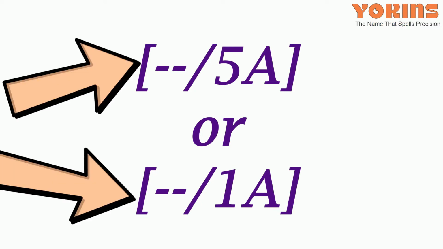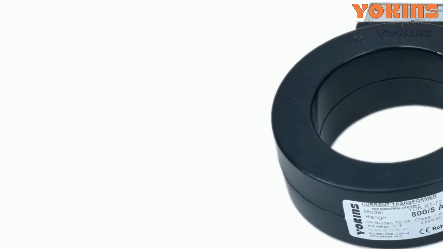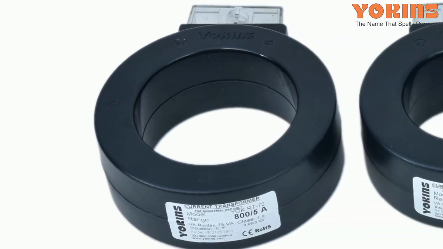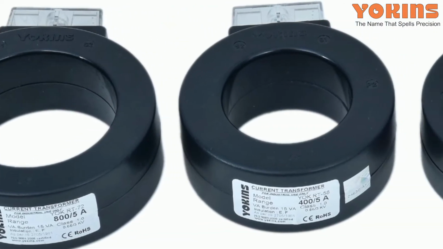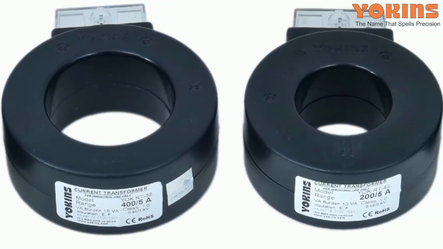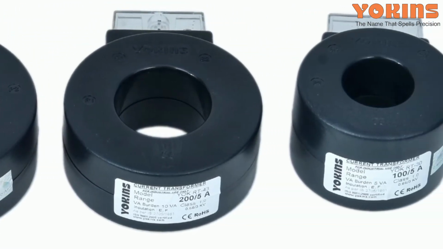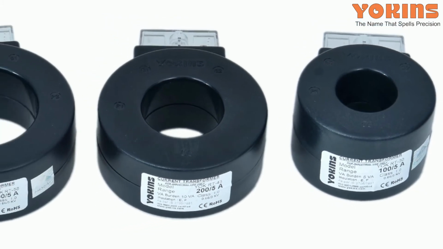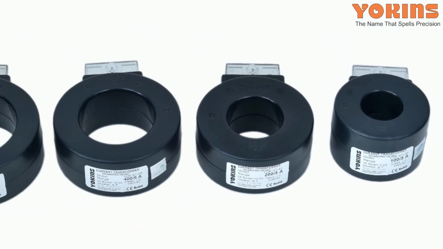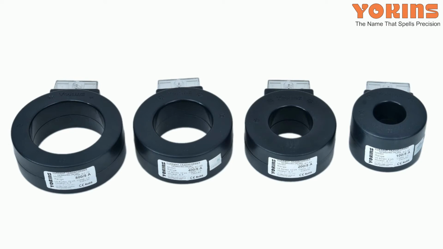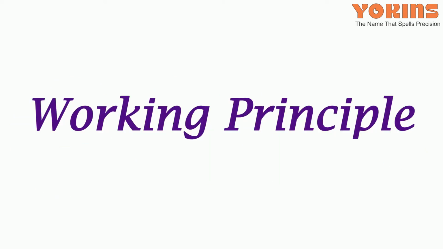But in primary there can be many ranges, like you can see here 800 by 5 ampere, 400 by 5 ampere, 200 by 5 ampere and 100 by 5 ampere. Here you can see primary is varying but secondary is 5 ampere only, and the same will be applicable for 1 ampere output type also.